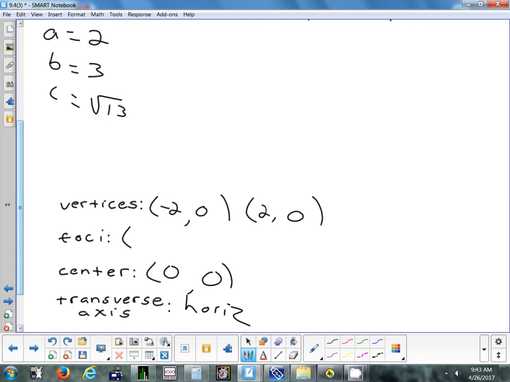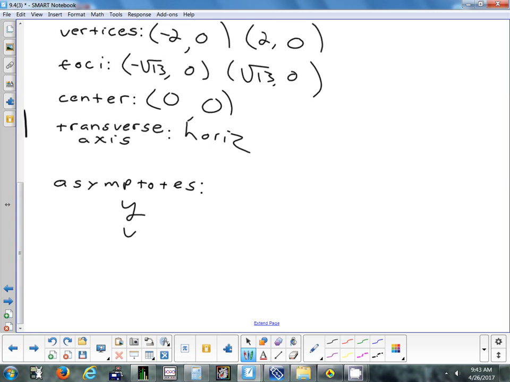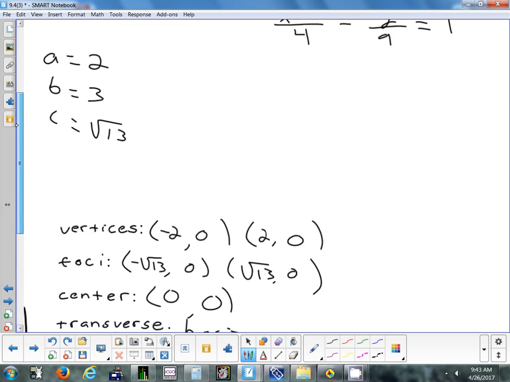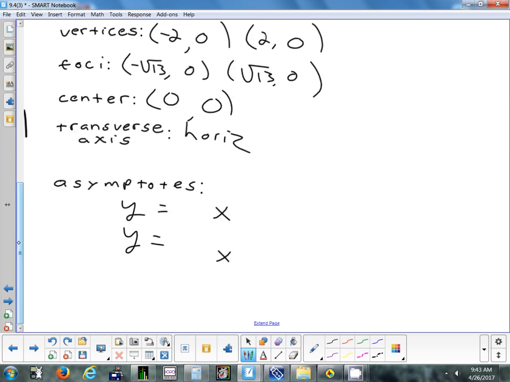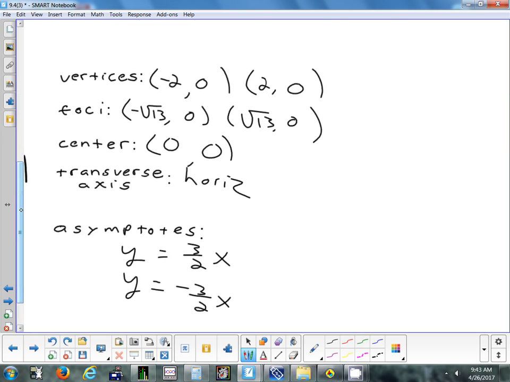Okay. Foci, what letter do we use for that? C. How many units away from the center are the foci? Square root of 13 to the left. Square root of 13 to the right. And my asymptotes is what over what? B over A. 3 over 2, positive. 3 over 2, negative. And that's everything you could describe. Any questions on that one?